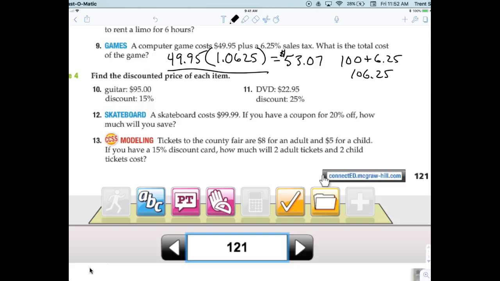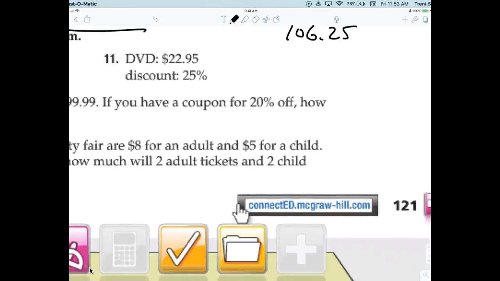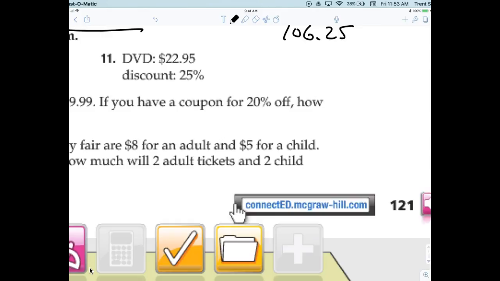Okay, so let's look at number 11. In this case, instead of it being tax, we're talking about a discount. So when you walk into the store and something says 25% off, instead of paying 100%, you only have to pay what now? You have to pay what as a percent? You only have to pay 75%.